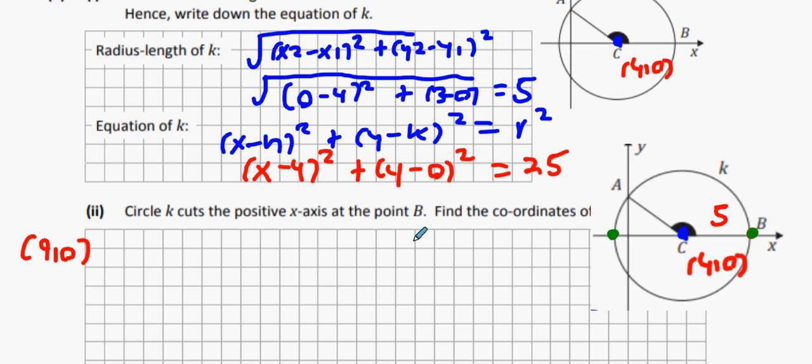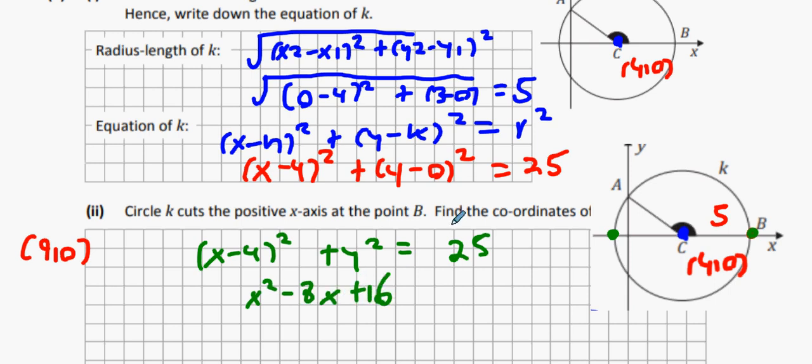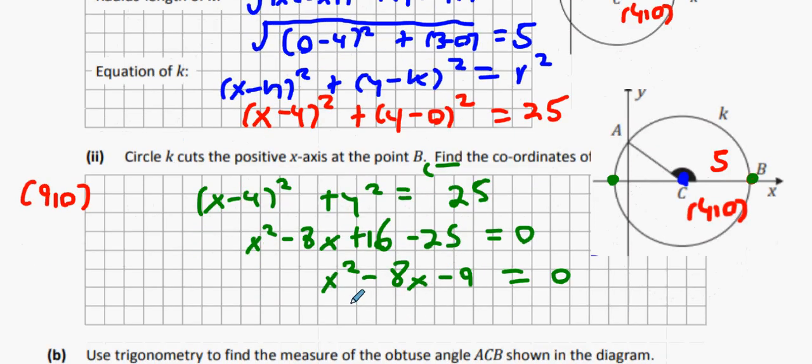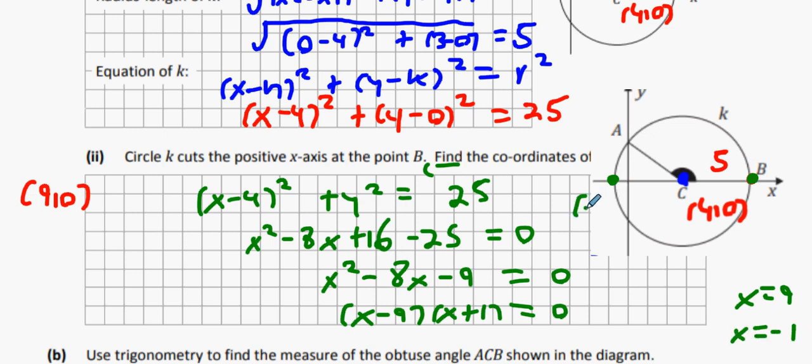Next thing is, if I take this equation, which is (x minus 4) squared plus y squared equals 25, and replace y equals 0 into that, I then get x squared minus 8x plus 16, bring over to 25. I've replaced y with 0, and I get this equation here. This is the method I need you to know, because this method does a lot of questions. Then it's (x minus 9)(x plus 1) equals 0. Then you get x equals 9, which is the point B. We also get x equals minus 1, which would be the other point as well.